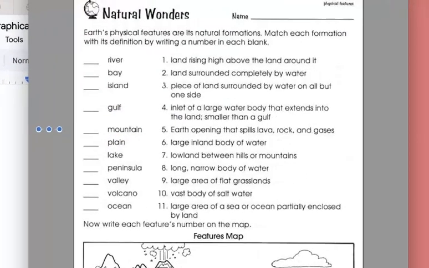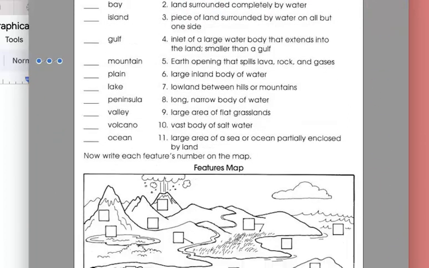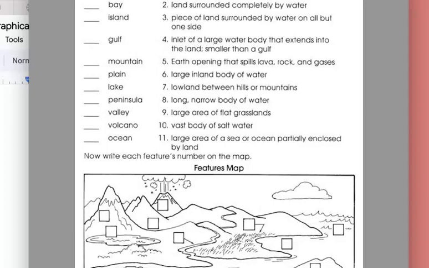The next worksheet is called Natural Wonders, and students will match each formation with its definition by writing a number in each blank. For example, number 1 is land rising up high above the land around it, and they will also color and write each feature number on the map.